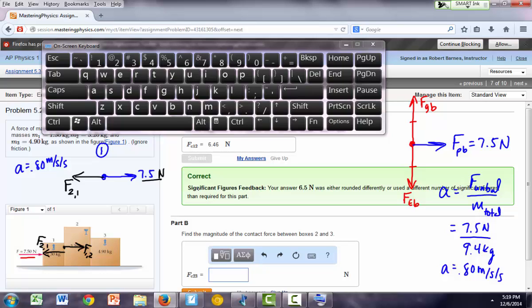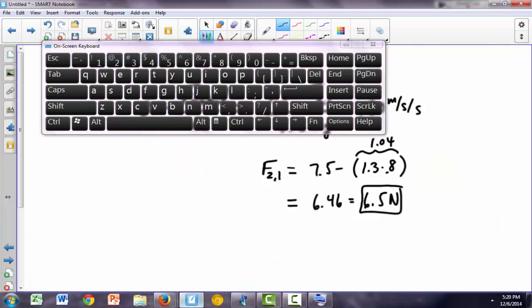I wasn't paying attention. Okay, the magnitude of the contact forces between box 2 and 3. Well, now I only need to do one more force diagram, and I can use either box 2 or box 3 to draw a force diagram. And I'm going to go ahead and choose box 3 because it's a little bit simpler. There's only one horizontal force acting on box 3, and that's the force of box 2 on box 3. That's the unbalanced force acting on 3 in the x direction.